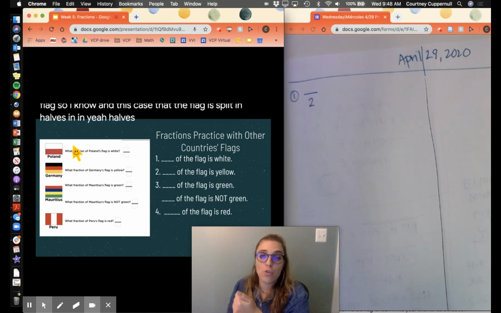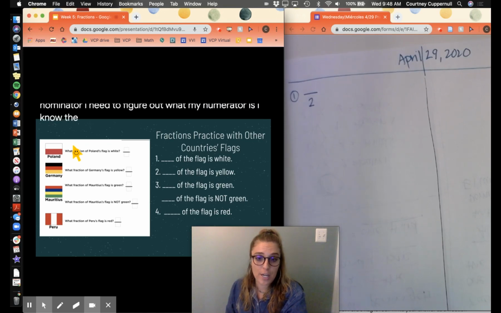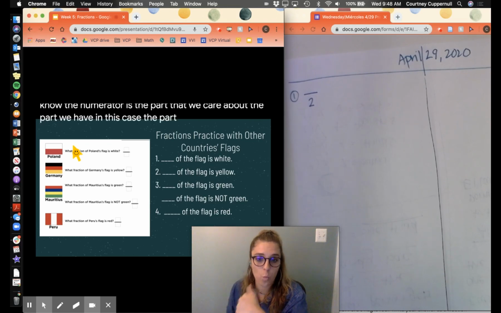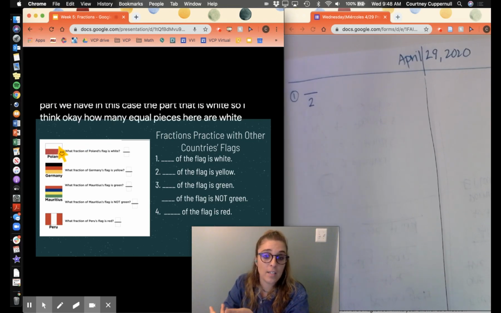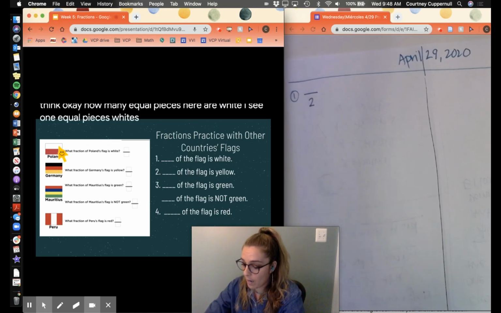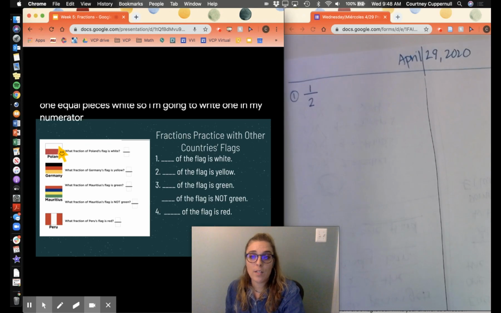Halves. Now that I know my denominator, I need to figure out what my numerator is. The numerator is the part that we care about, the part we have, in this case, the part that is white. So how many equal pieces here are white? I see 1 equal piece is white, so I'm going to write 1 in my numerator. Now I read this fraction as 1/2. Your turn. My turn.